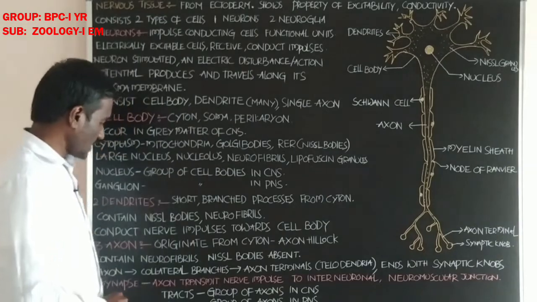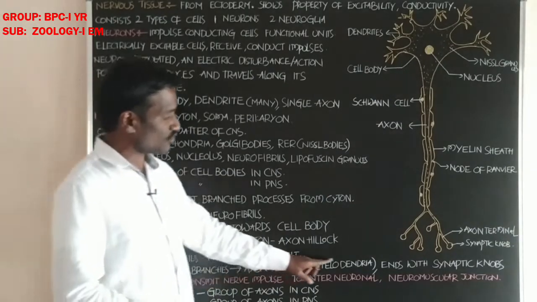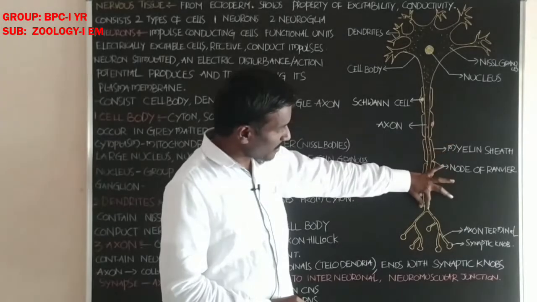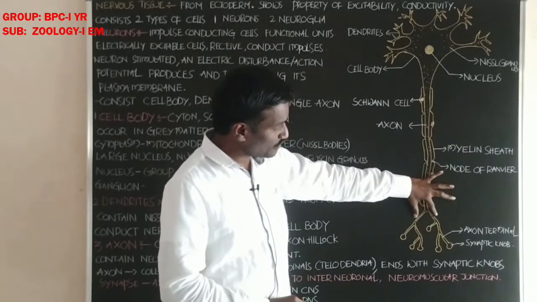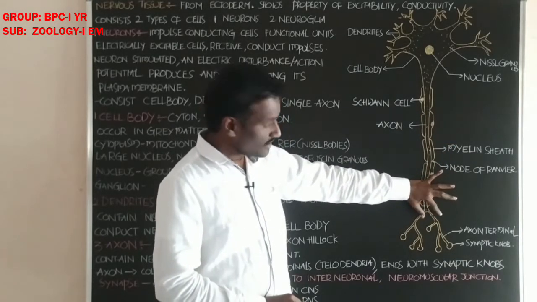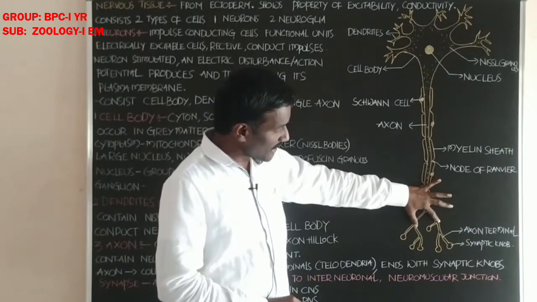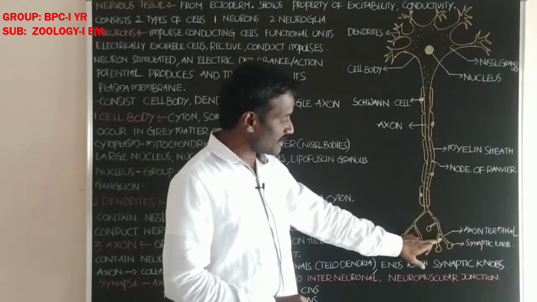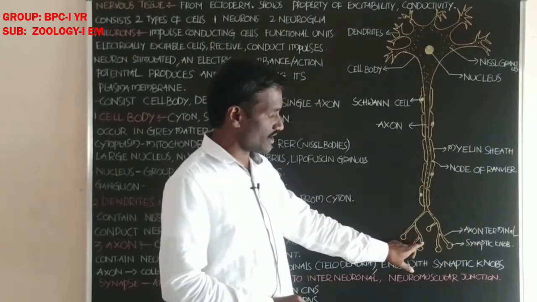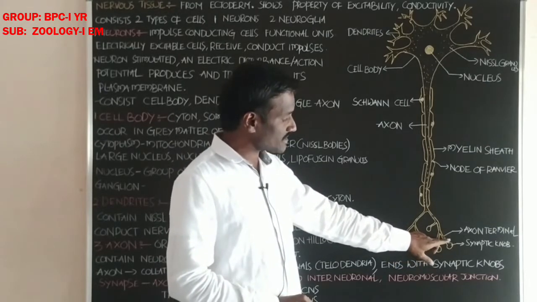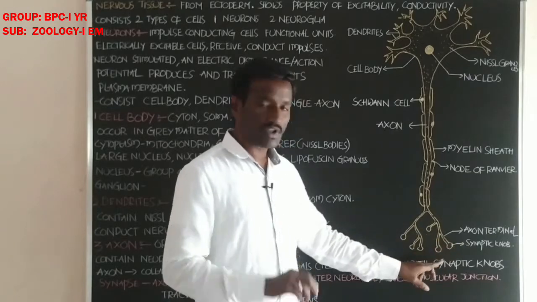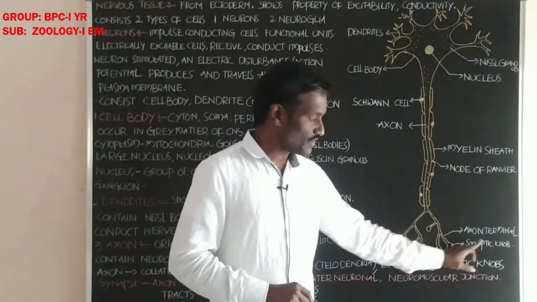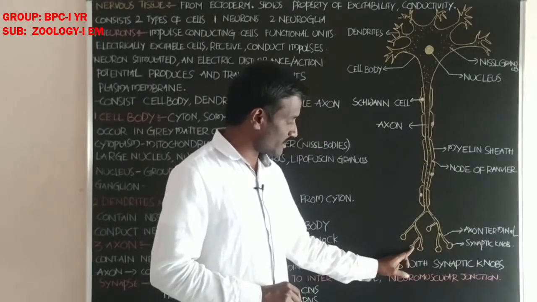Student, these are axon terminals, also called telodendria. The end part of the axon gives collateral branches, and these again give axon terminals, also called telodendria. The telodendria or axon terminals end with a bulb-like structure called the synaptic knob.